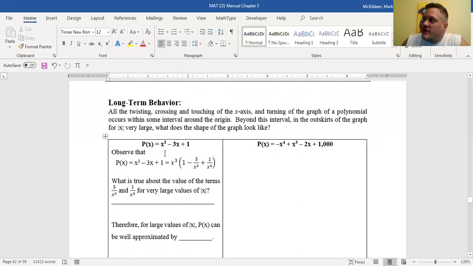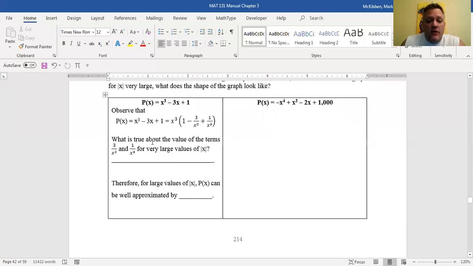We have a cubic graph, and I want to know what that graph looks like for x very large. What I'm going to do is factor out the term of highest degree from all three terms, so I'm going to yank the x cubed out. It looks odd, but what it enables me to do is the following. The minute you yank the highest power term out, the first term in this expression is always going to be 1. That's not going to change with whatever x values you consider.